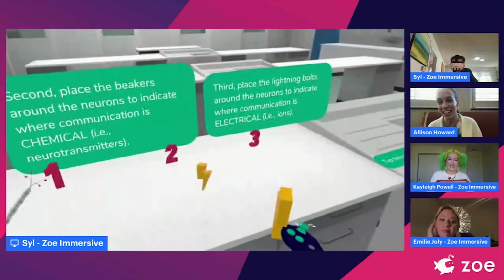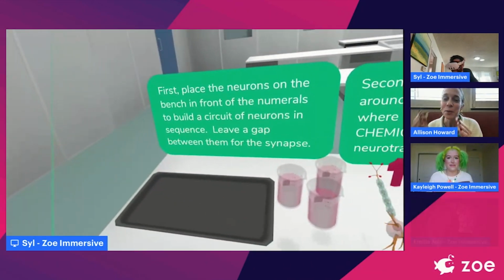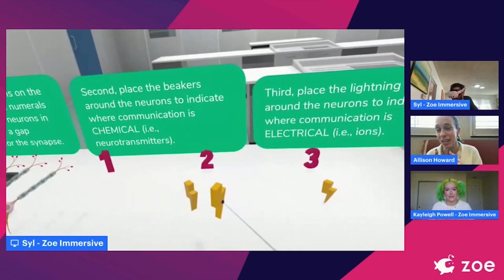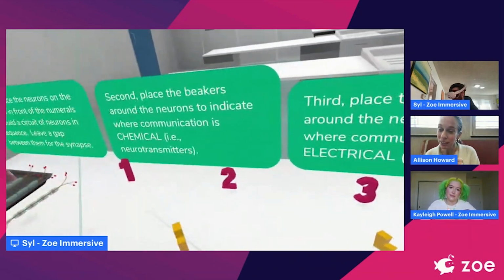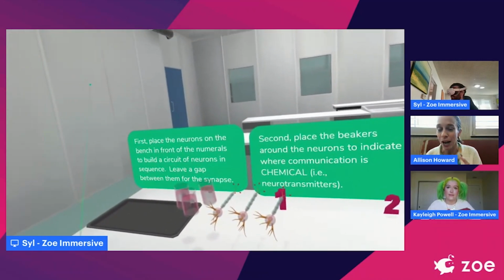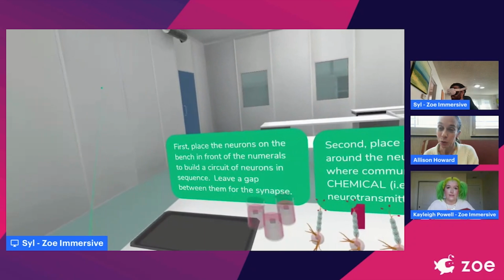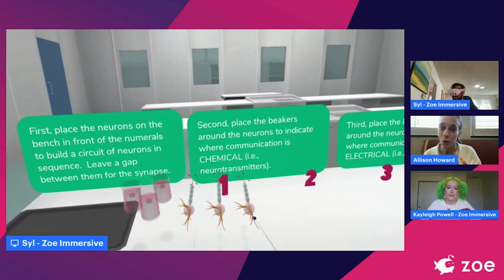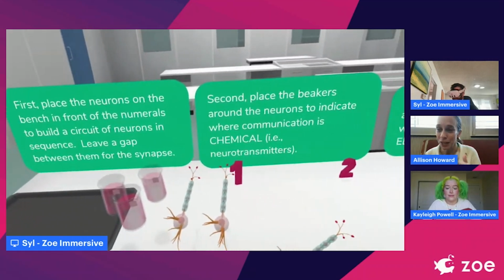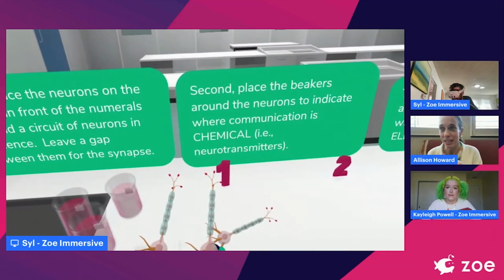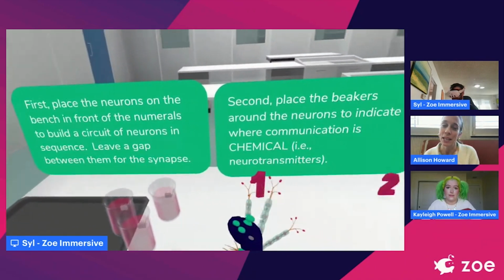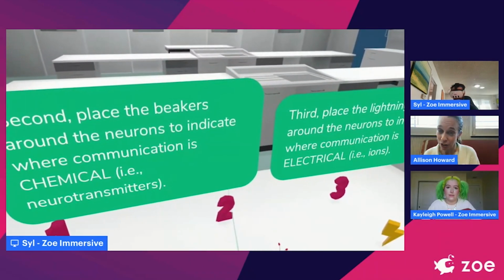Okay, so the concept here is that in between neurons, they are going to communicate chemically, and within a neuron, it communicates electrically. And so this is another bit of retrieval practice. Students would lay out a sort of circuit, a line of 3 neurons, one after the other, and practice the concept that between neurons, it is chemical, and within the neuron, the communication is electrical.